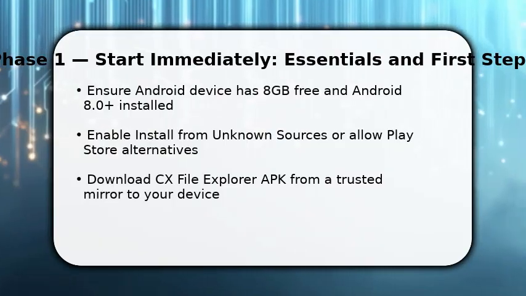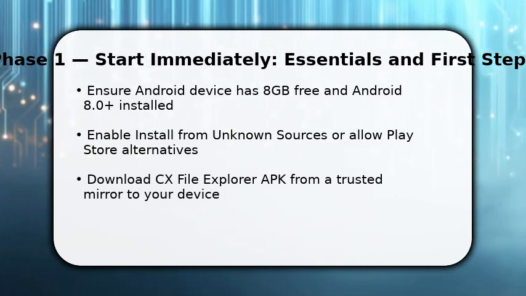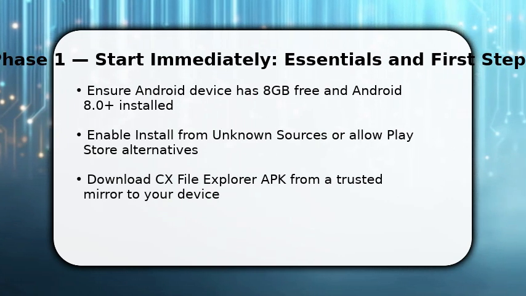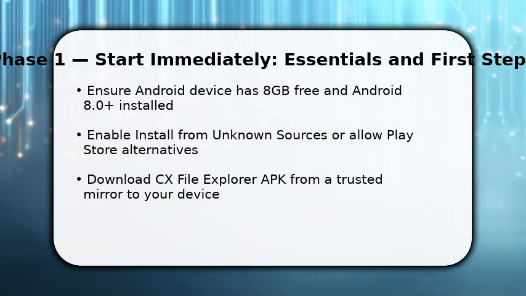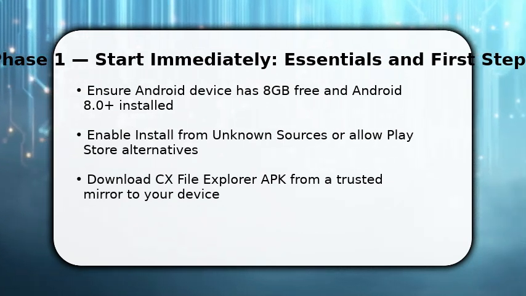You start by confirming prerequisites, free storage and Android 8.0 or newer. This avoids install failures. Once done, enable install from unknown sources in settings. This authorizes APK installs outside the Play Store.